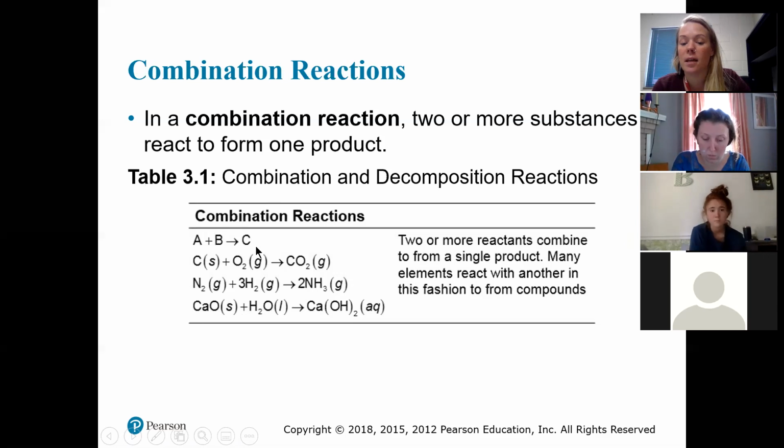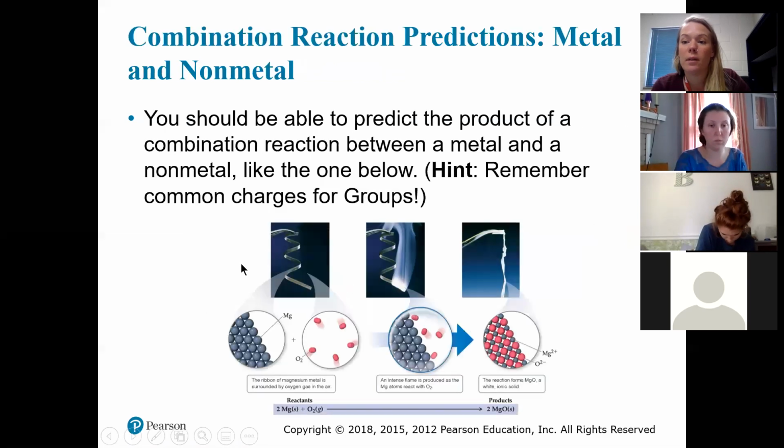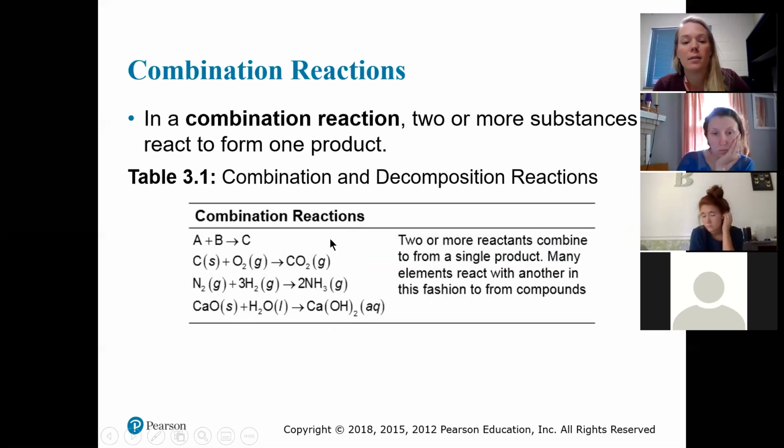A couple real life examples: we've got carbon in a solid form mixing with gaseous oxygen, and it produces CO2. Nitrogen plus hydrogen coming together and forming ammonia. Calcium oxide plus water to give us calcium hydroxide. So we're smooshing them together.